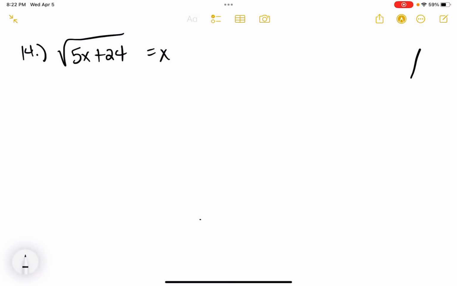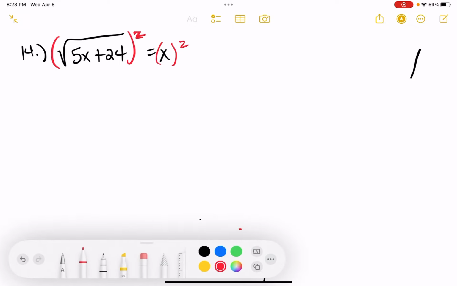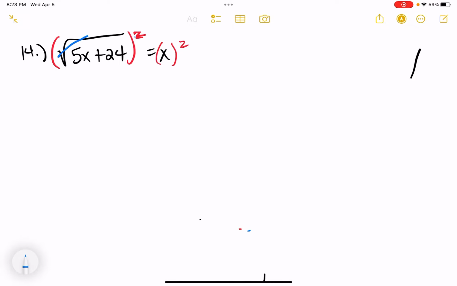All right, so first thing you're going to do is you got to get rid of that square root. Can't do anything with the square root on it. Just like the opposite of adding is subtracting, opposite of multiplying is dividing, the opposite of square rooting is squaring. And because this is an equation, what you do to one side, you do the other. Okay, so what's going to happen here is the square root and the square are going to cancel each other out. All right, and you're just left with 5x plus 24.